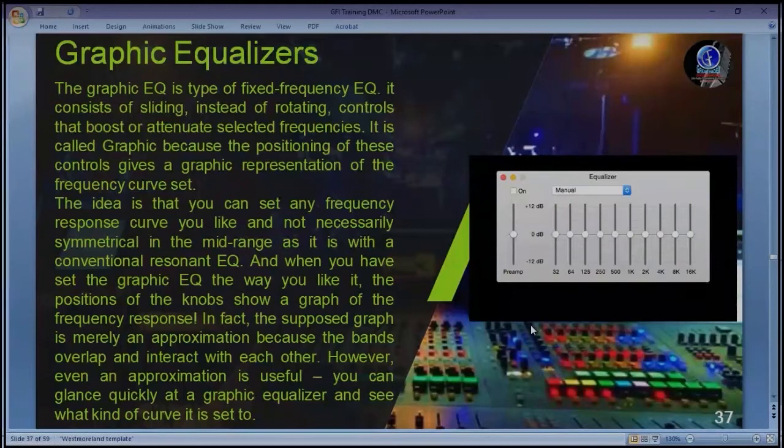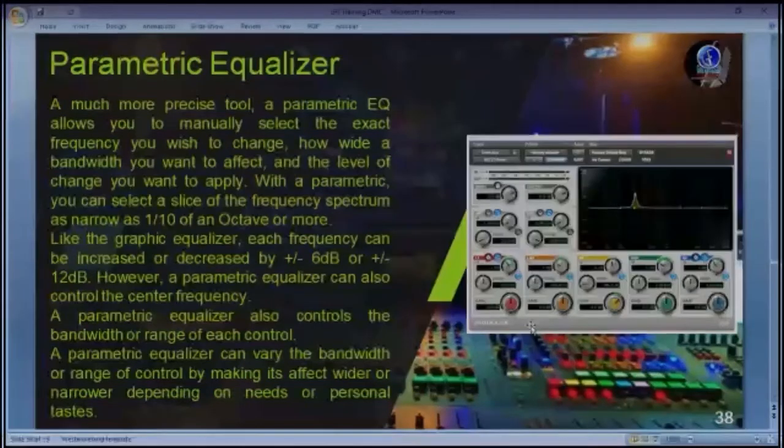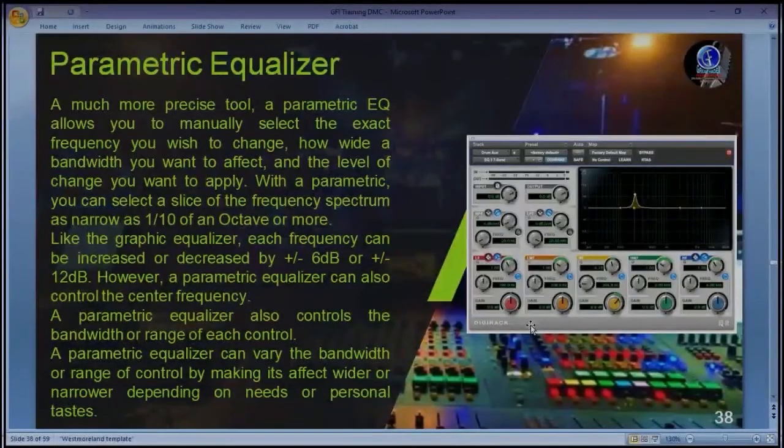Moving forward, we have the parametric EQ. As a much more precise tool, a parametric EQ allows you to manually select the exact frequency you wish to change. You can set how wide a bandwidth you want to affect and the level of change you want to apply. With a parametric, you can select a slice of the frequency spectrum as narrow as 1/10 of an octave or more. This type of EQ is found on digital consoles.